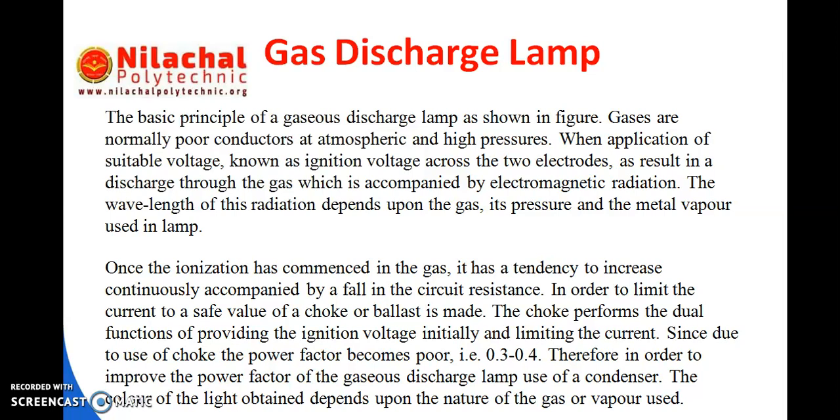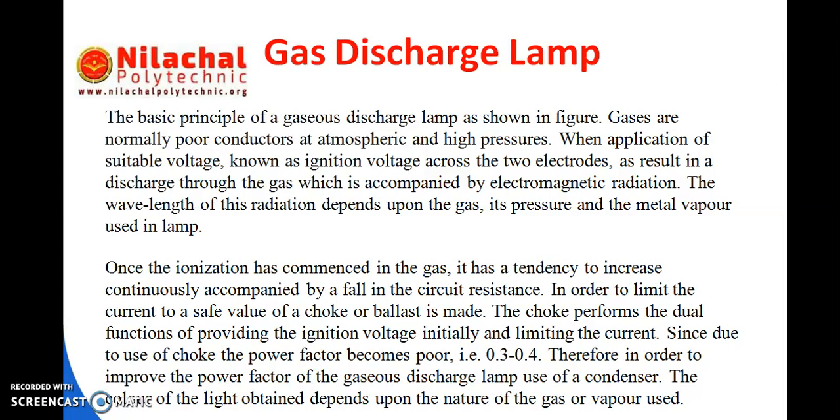In order to limit the current to a safe value, a choke or ballast is used. What is this choke? We know that the choke is generally made of copper, because it is a coil, an inductor-based choke. The choke performs a dual function of providing ignition voltage initially and limiting the current.